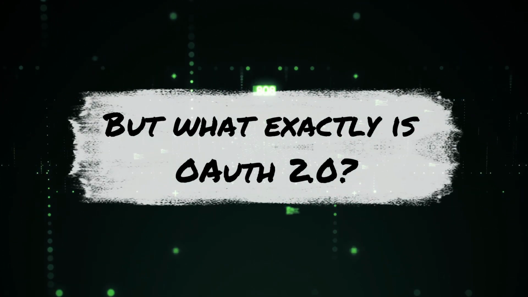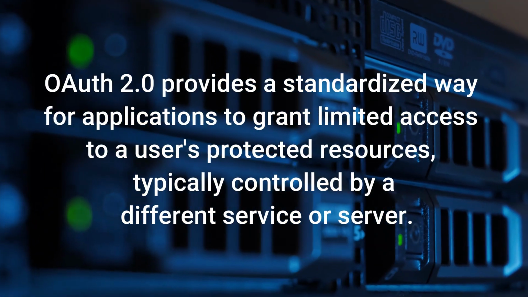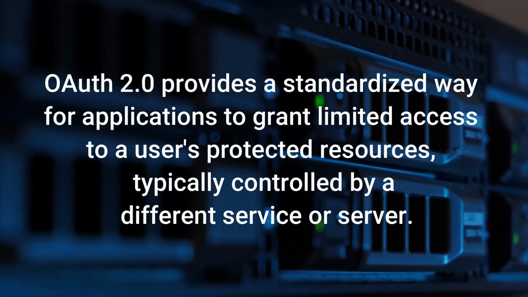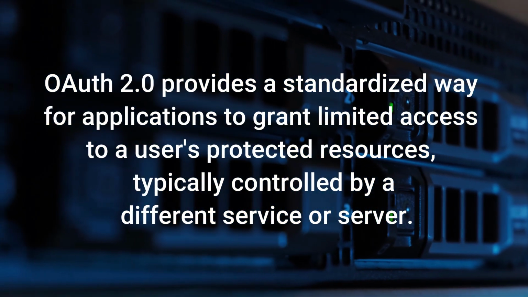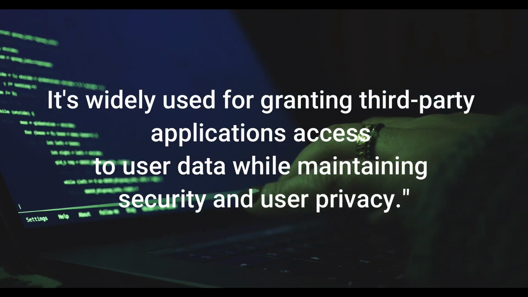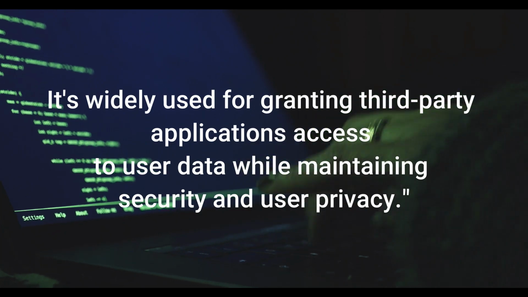But what exactly is OAuth 2? At its core, OAuth 2 provides a standardized way for applications to grant limited access to a user's protected resources, typically controlled by a different service or server. It's widely used for granting third-party applications access to user data while maintaining security and user privacy.